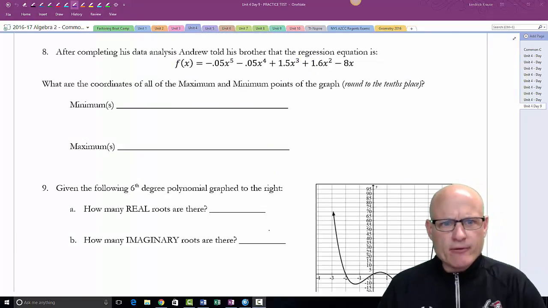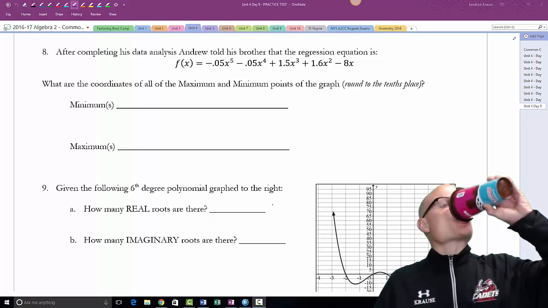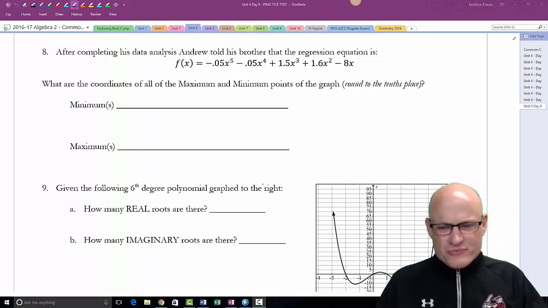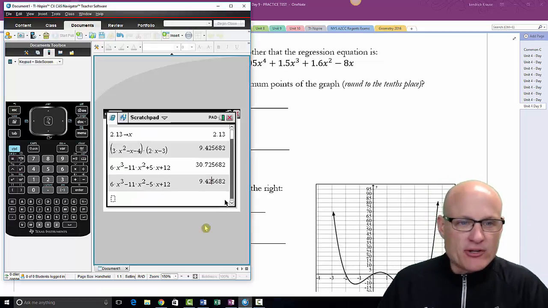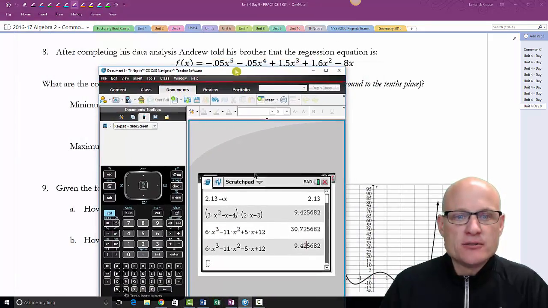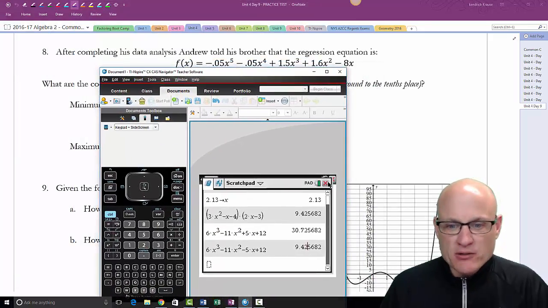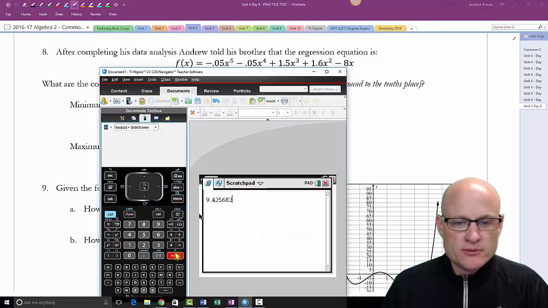What the heck am I going to do with this problem? I'm going to drink some coffee. Now I know what to do. All right, let's check this out. Go to the calculator. Got to type that in there. Let me clear all this out. Control, menu, clear. Let's try that again. Come on, get off my screen.